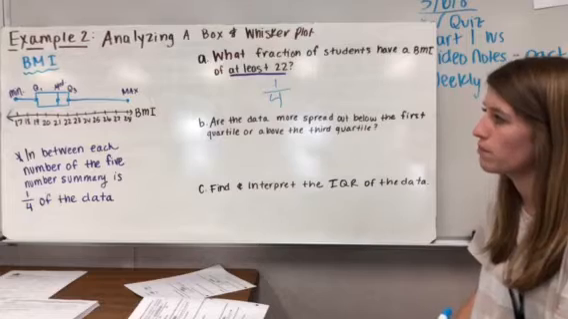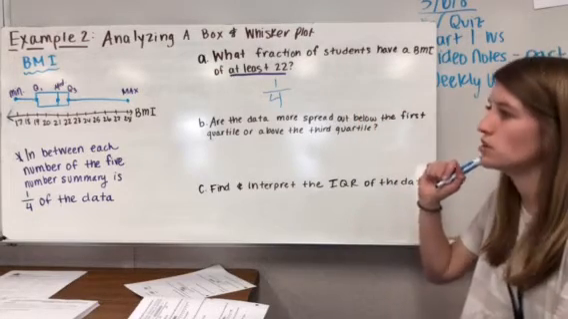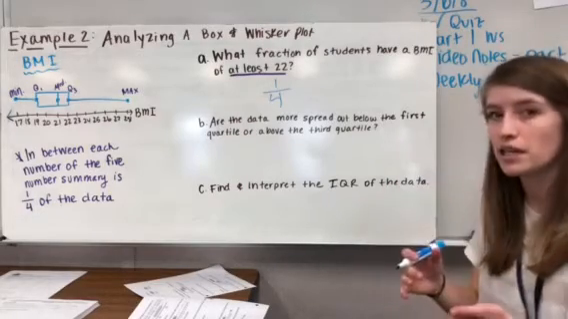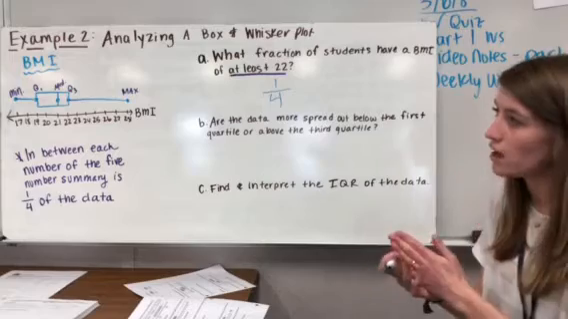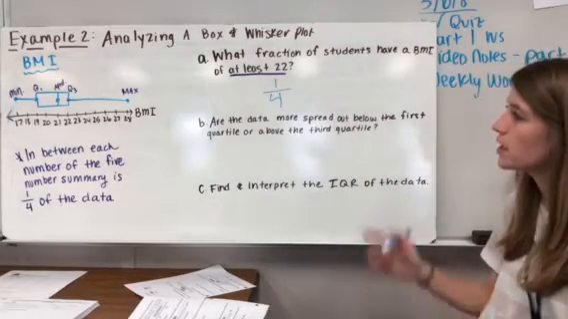This question could be a little different if I asked you what fraction of students have a BMI of at least 21. 21 is the median, which divides our data into halves, so I could say that half of my data is above the median.